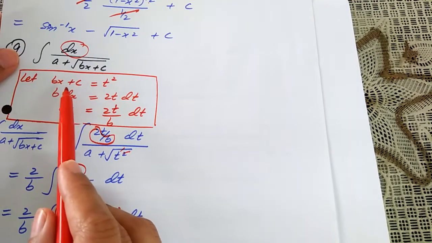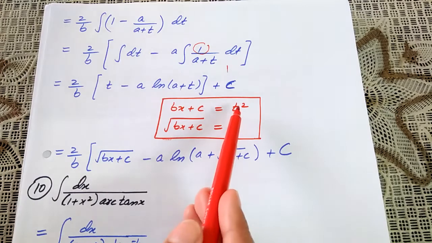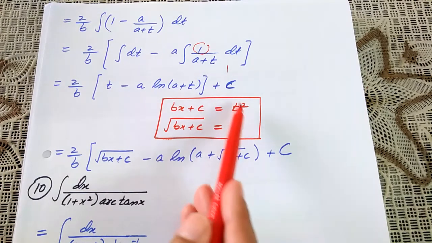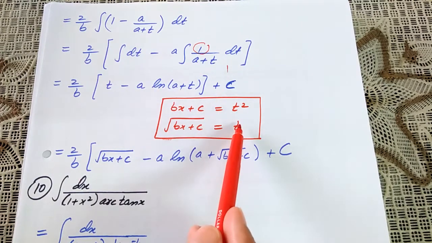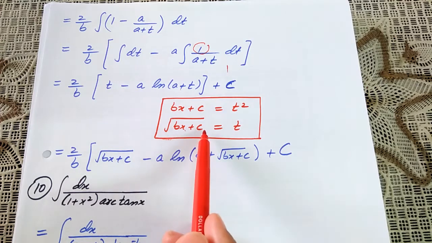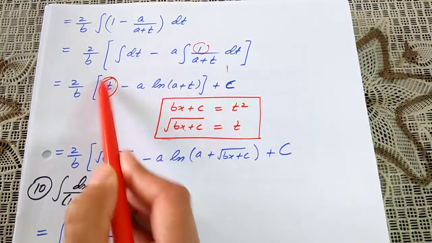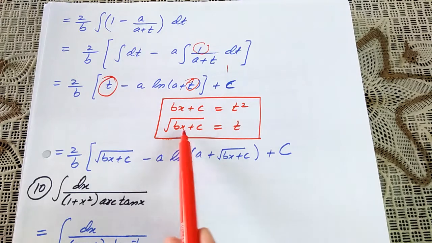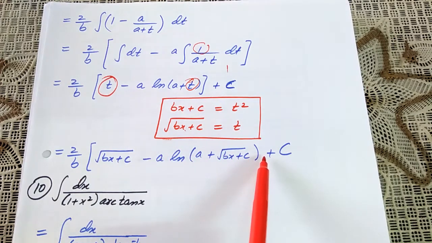What we let at the start, bx plus c is equal to t square. Just separate t from this. If I separate t from this, I will get square root of bx plus c. So just replace t with under root bx plus c. So I will get this answer.